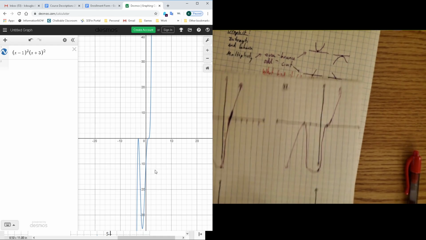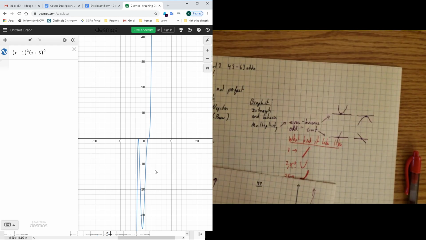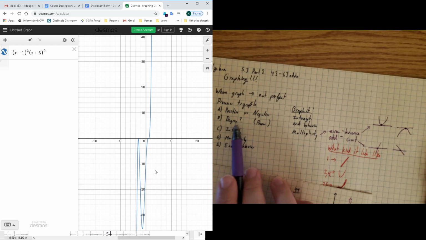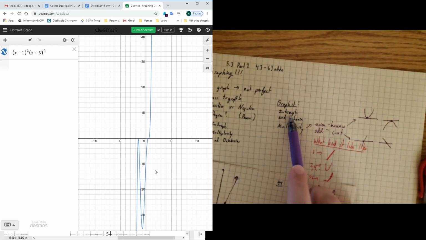And notice how we do it. We look at things like whether it's positive or negative. We look at things like what's the degree or the power of the function, where are the intercepts, what's the multiplicity, what's the end behavior, and then we graph it using that information. The intercepts are the easiest to graph, but usually the hardest to find. The end behavior is easy to graph because it's just looking at the chart.